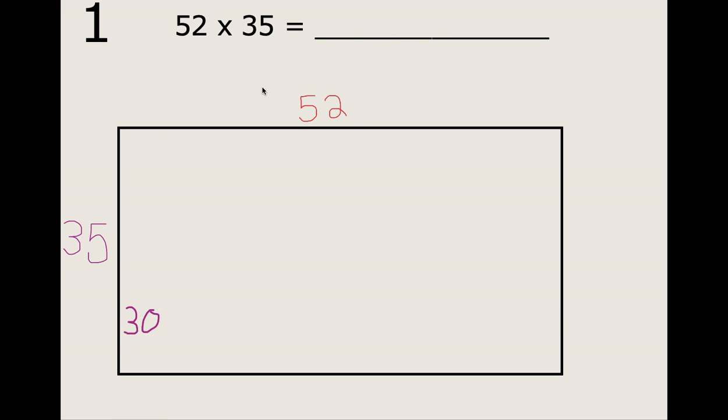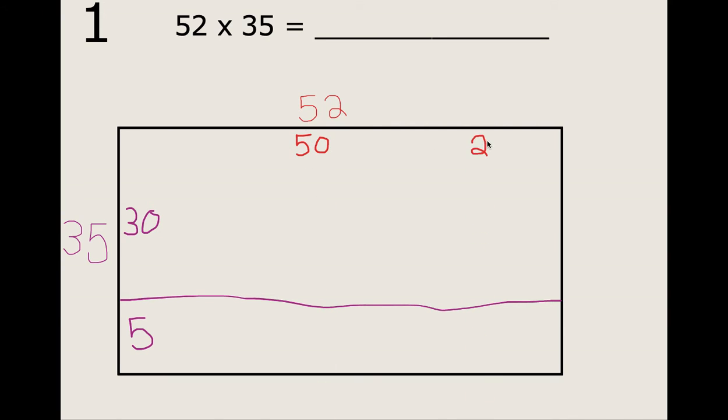So for example, for 35, I can break that into 30 and 5. And 5 is in the smaller part because it is less than 30. And then for 52, we can break that into 50 and 2. And once again, the 2 is in the smaller part because it is less than 50.